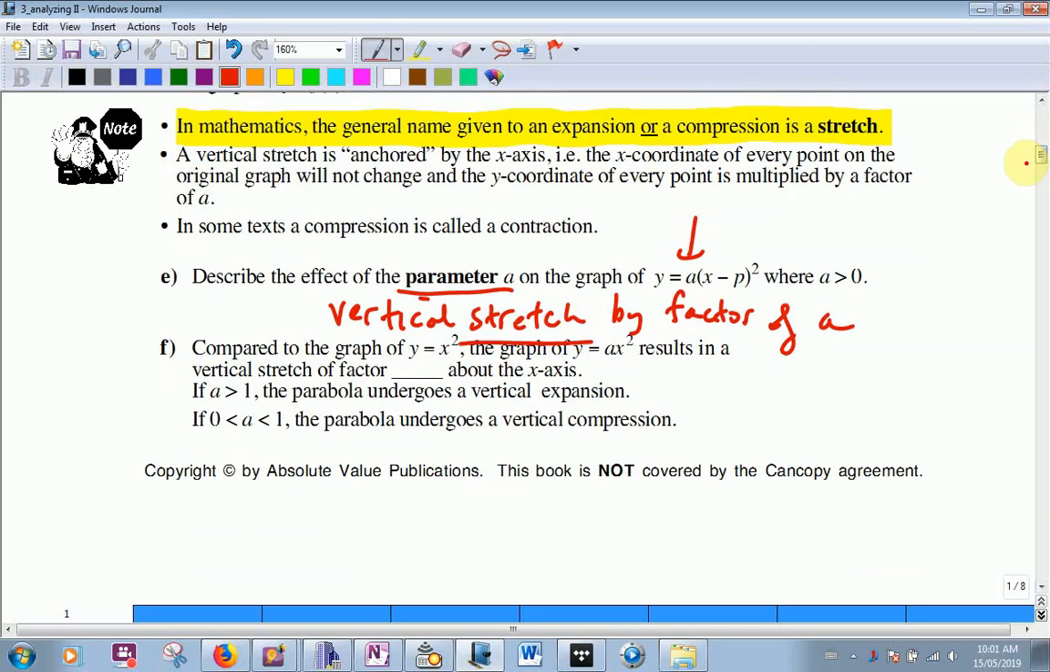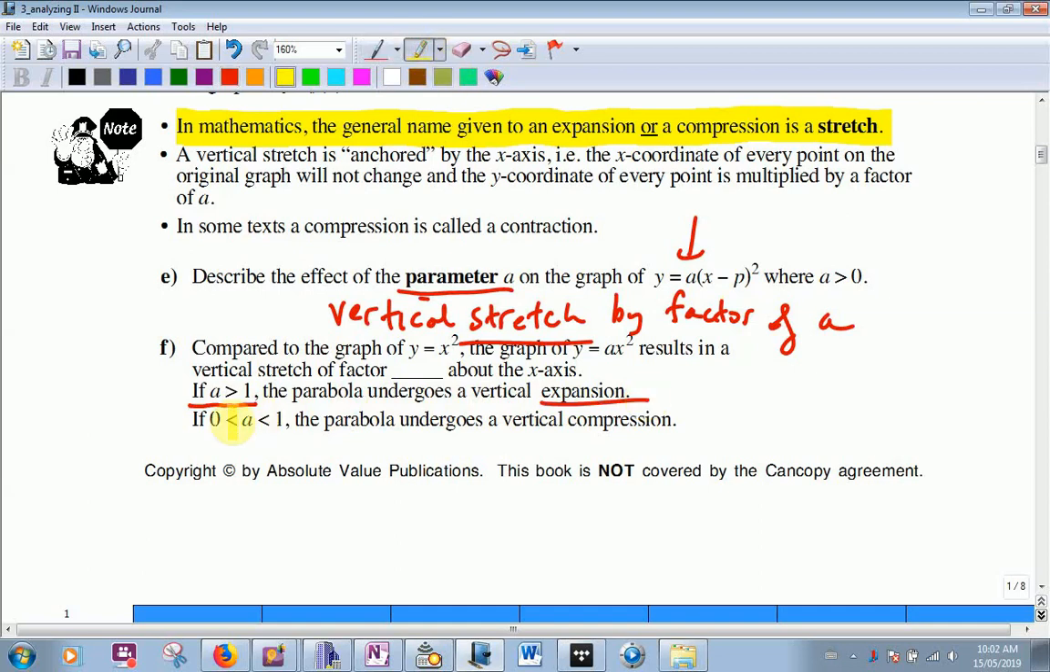Now, what if A was not 2? What if it was 3? What if it was 4? What if it was 16.8? In general, if A is, what does this say? Greater than 1, like 2, 3, 4, 5, 16.8, the parabola undergoes a vertical expansion. Okay, if it's bigger than 1, it's going to be thinner. It's going to have an expansion.